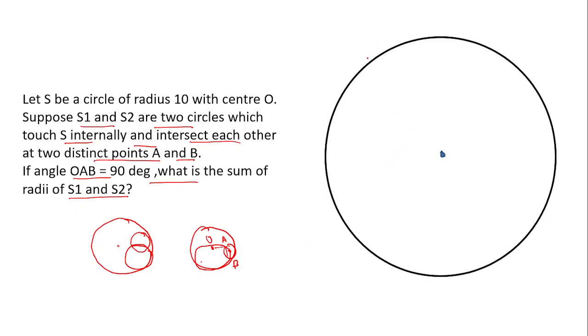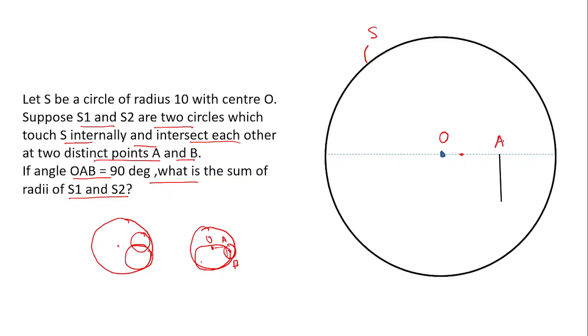Let this circle be the bigger circle S, and this is the center of the circle. Let us assume a horizontal diameter, and we can take the point A anywhere. The question doesn't force us to take it at a fixed point, but we need to satisfy the condition that OAB is 90 degrees. That means if we take A somewhere here, then we will have to take point B just below it, along the vertical line, so that angle OAB is 90 degrees.